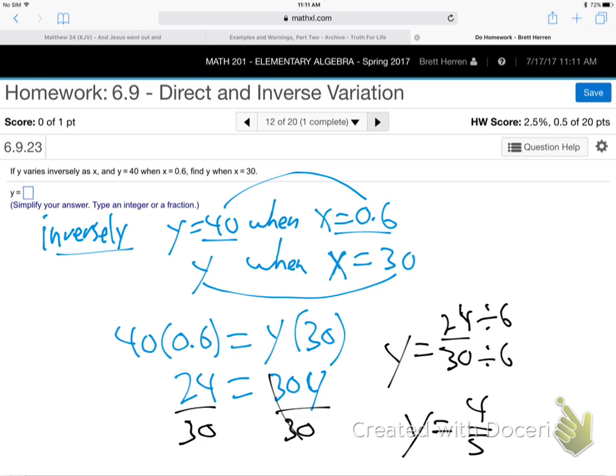So, directly, two equal fractions. Inversely, two side by sides. Questions? Okay, I'm going to move on. You're okay?